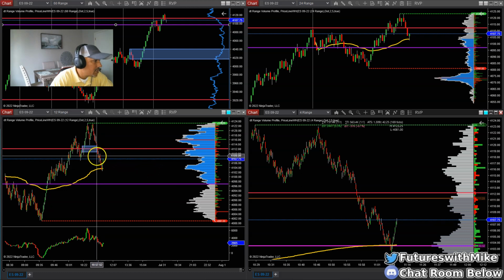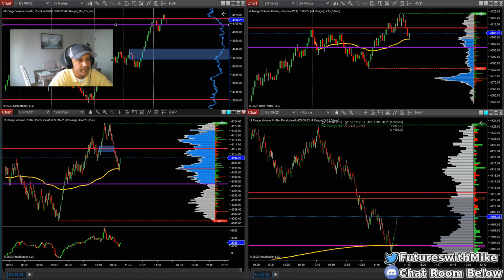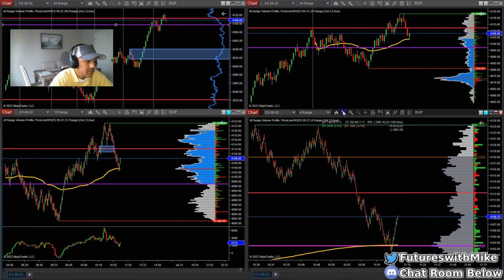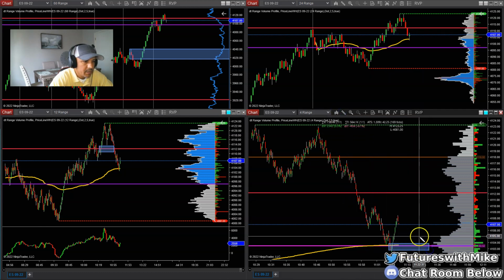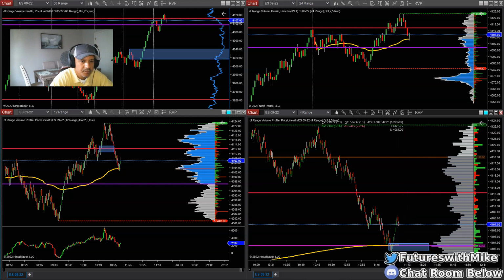Back up here to this area, small little area of resistance right here. So be careful. We got a little swing sitting there. So there was rejection right there. Okay, now price can pull back to this little zone right here, right here the VPOC is. If it does, I may take a second entry here. We'll see.